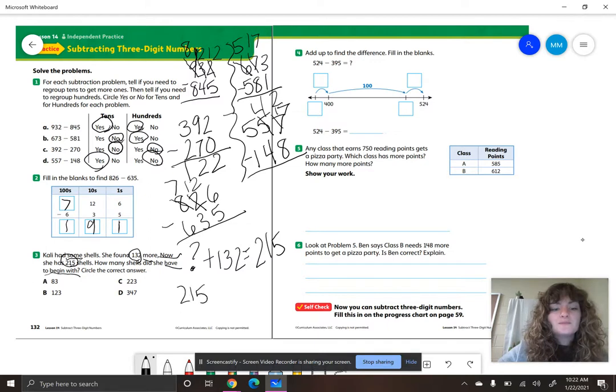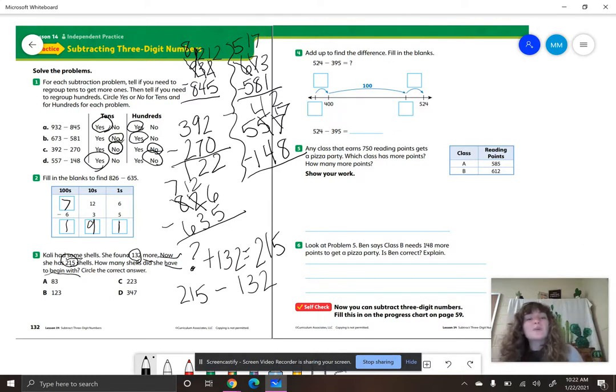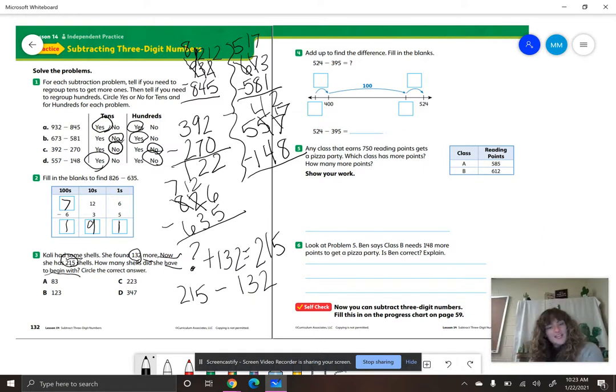215 minus, what's the part that we know? 132. All right, so we are subtracting from 215, our whole, the part that we know to find how many shells Callie started with. Okay, so 215 minus 132. You can solve this in whatever way works best for you.